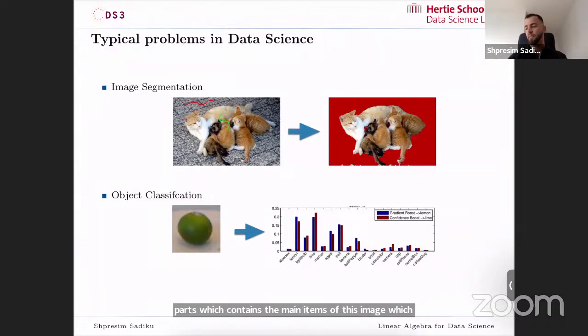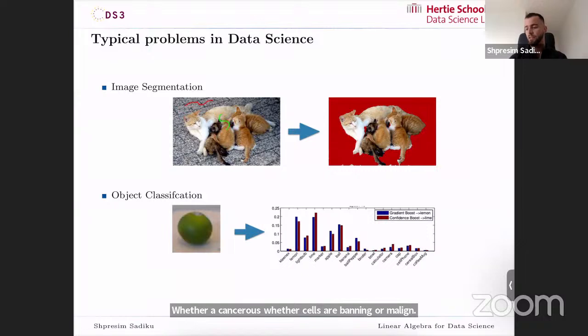So we want to do image segmentation, and this application is actually way more important, for example, in cancer research, where we are able to analyze MRI images, and we are able to use techniques from compressive sensing to actually detect whether cells are benign or malign.